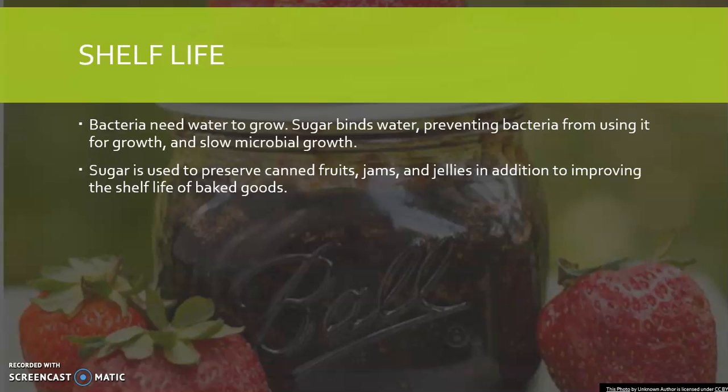So that's all we're going to talk about as far as function goes, but you have some videos coming up and one more lecture that will talk about the different types of sugar as well as low-calorie sweeteners that we use in food.